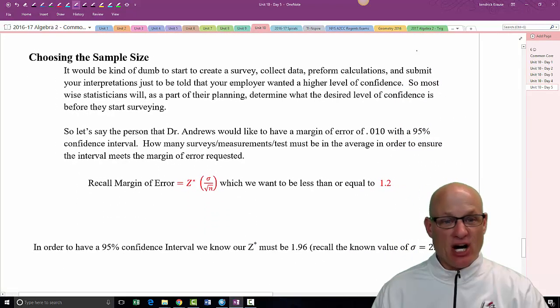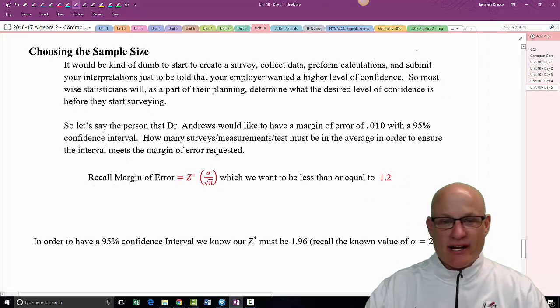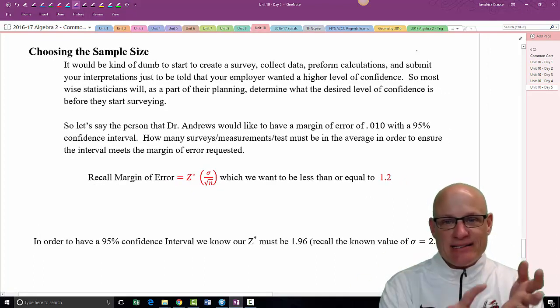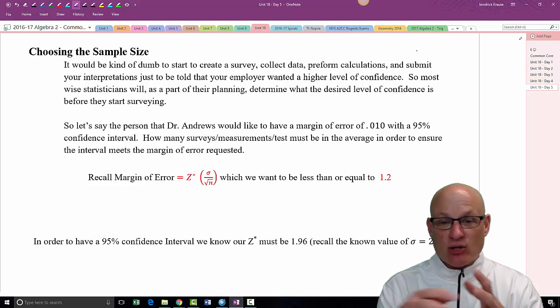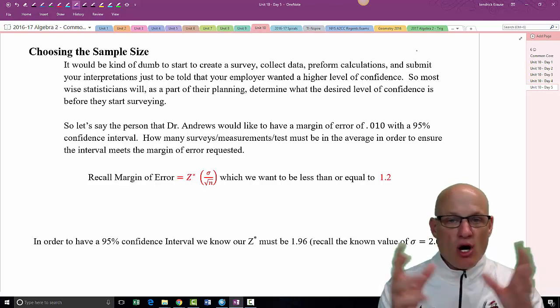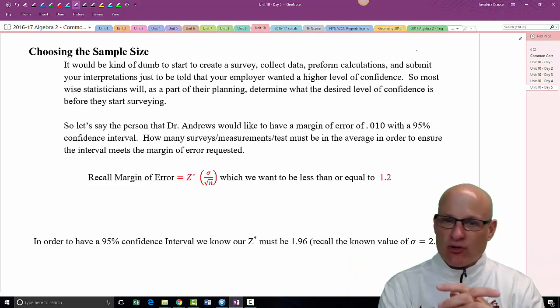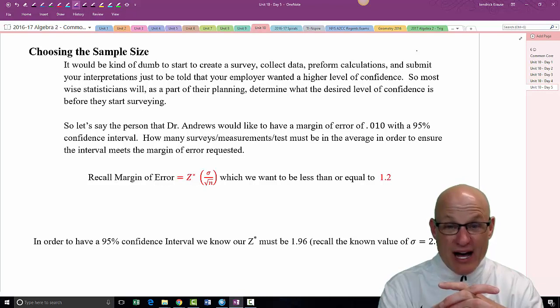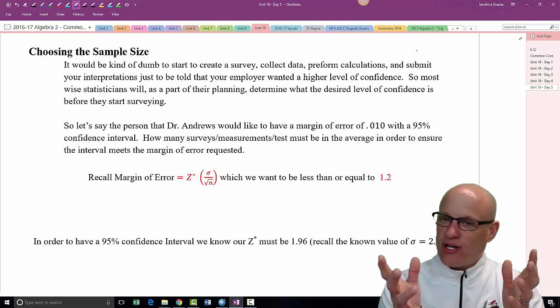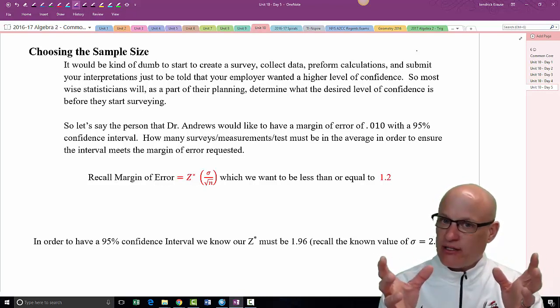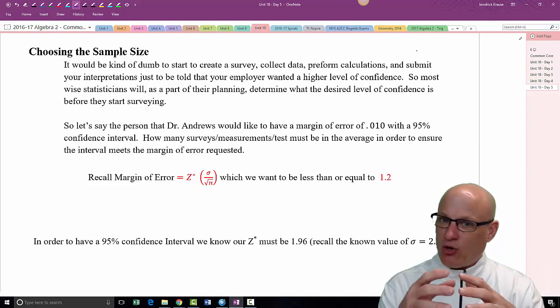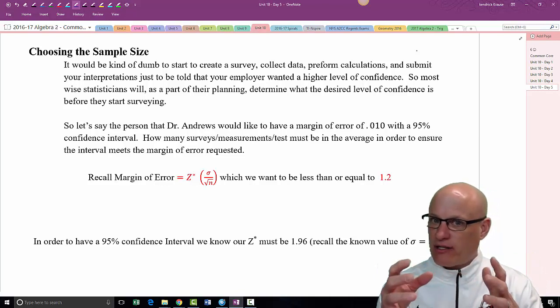It would be kind of dumb to create a survey, collect data, perform calculations, and submit your interpretations, only to be told later by your employer that they wanted a higher level of confidence. Right? You do all this work, and they say, wait, you're only 90% confident? I want to be 98% confident. Go back and do it again. What? It's not like you can change what you did. You can't go, oh, wait, hold on, no, I actually didn't do that.